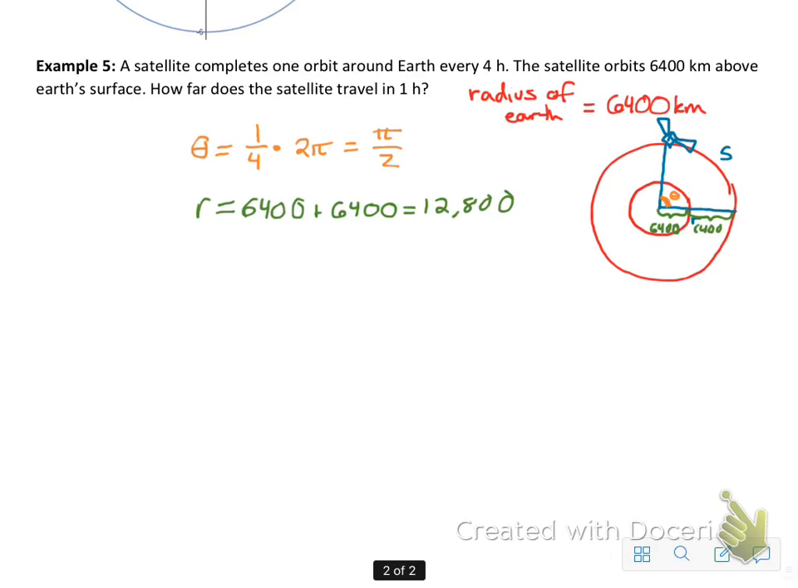And then we just use the formula. So how far does the satellite travel? That's the measurement of the arc, which is theta, pi over 2, times your radius, 12,800. We simplify it first, because we're dividing by 2. It's 6,400 pi. You put that into your calculator and you get 20,106 kilometers. And there's some practical application for what we're doing today.